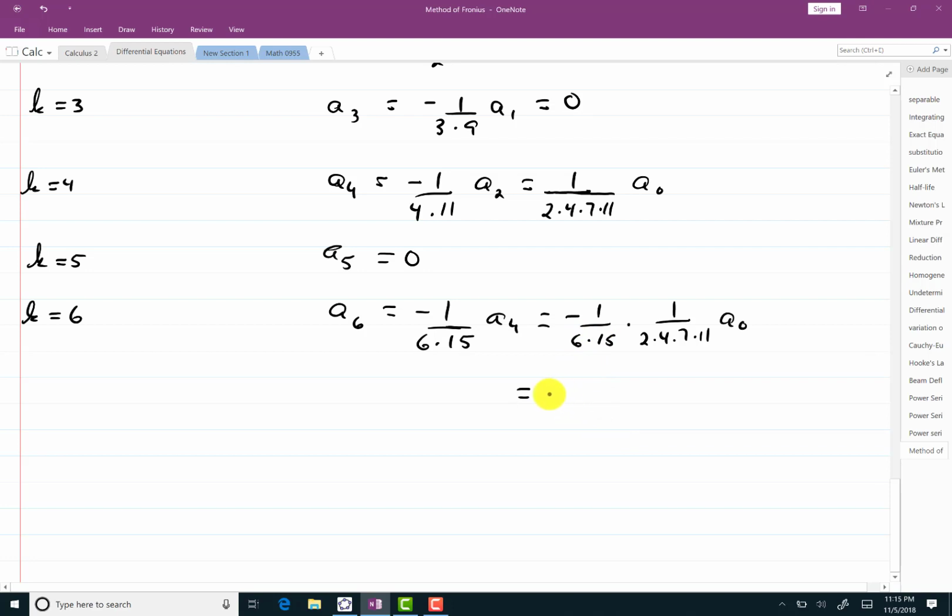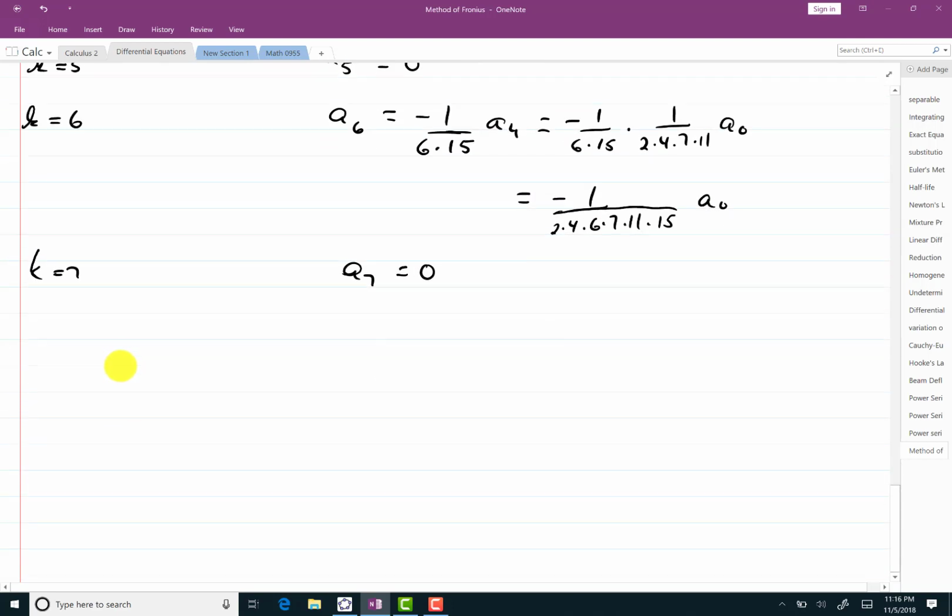Let me just write it negative 1. I'll write it in order, though. I'll have 2 times 4 times 6 times 7 times 11 times 15, a sub 0, and you can see that it's growing very fast. K equals 7. We've already told you that a sub 7 will equal 0. And so I think I have enough terms right now to write out my answer.